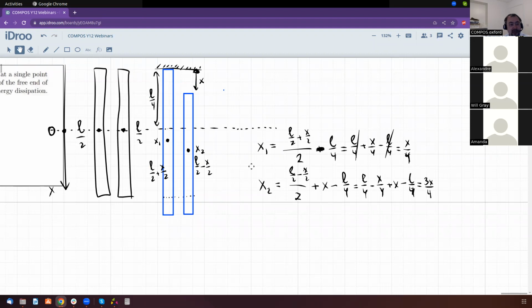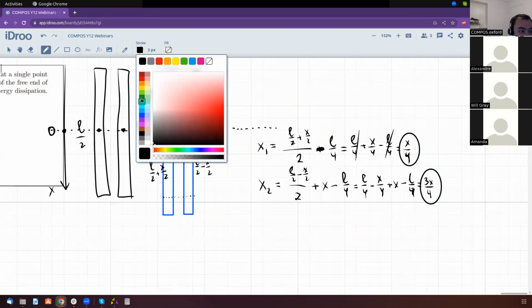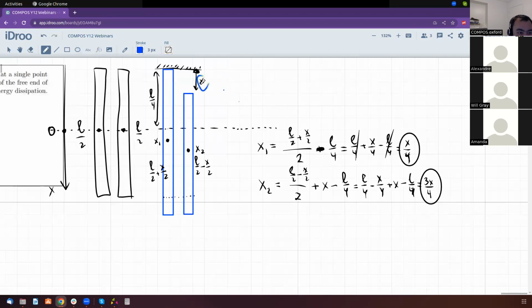So we are just looking at how much the center of mass of the first rope and the second rope has moved down. The first piece of rope has moved down by X over 4, and the second has moved down by 3X over 4. If you get lost in the maths, that's still fine. You can still appreciate it. So if this end has moved down by X, this has moved down by X over 4, and this has moved down by 3X over 4. Okay.